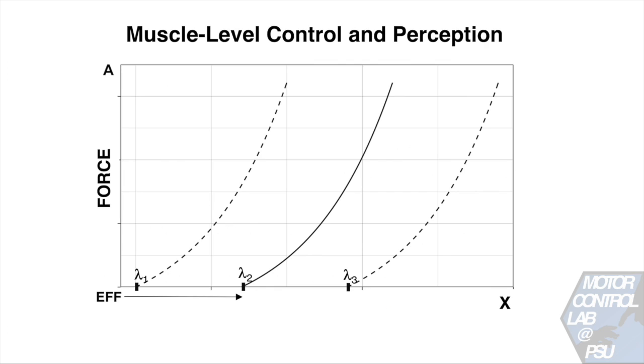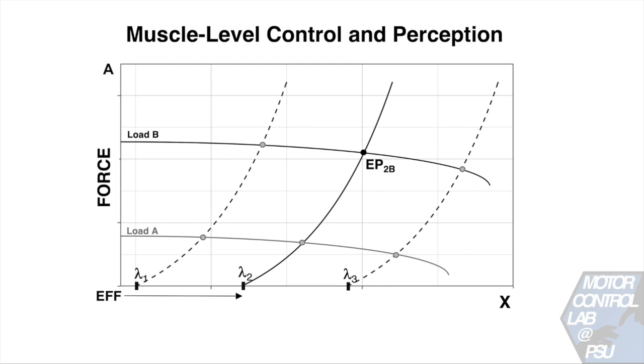The actual position the limb takes is dependent upon the external load. Here, if we select lambda 2, load A would mean that we obtain equilibrium point 2A. Likewise, if we had a higher load, we come to rest at equilibrium point 2B. And the other lambdas show their respective equilibrium points if those lambdas had been chosen with this load.